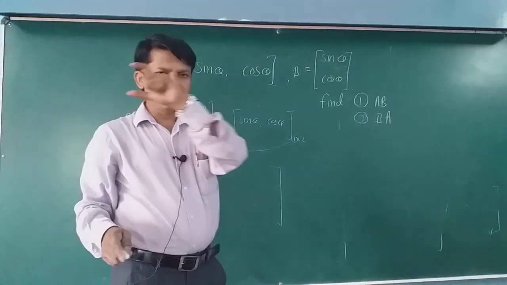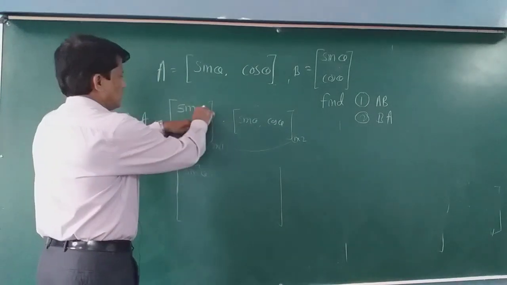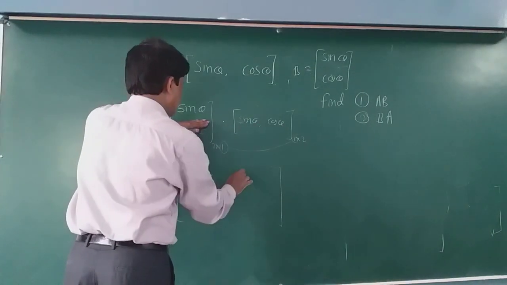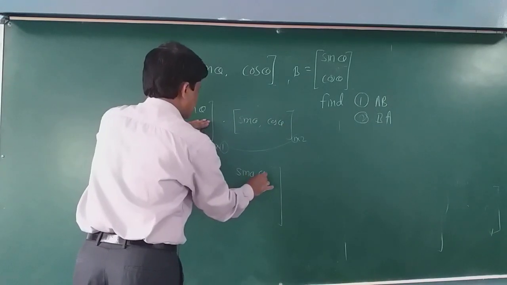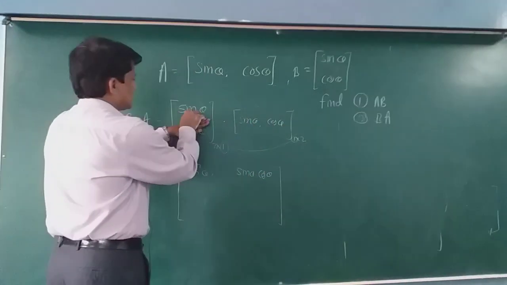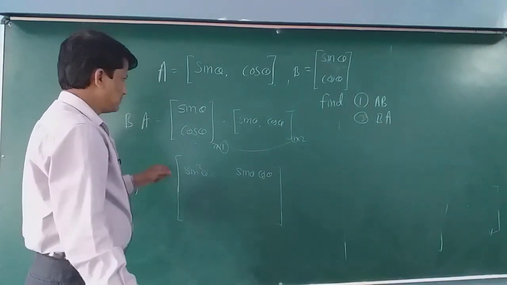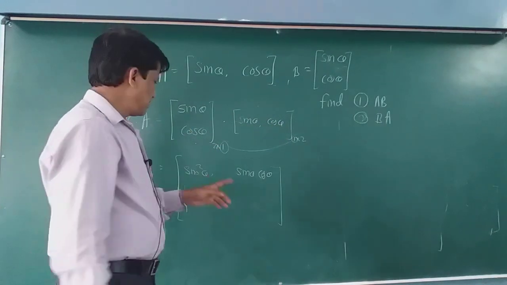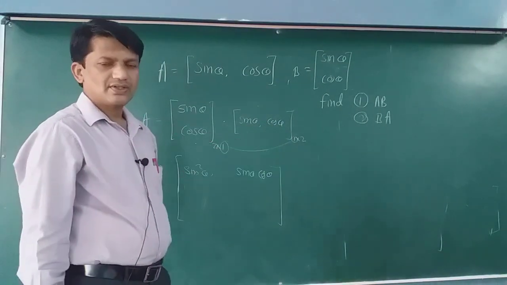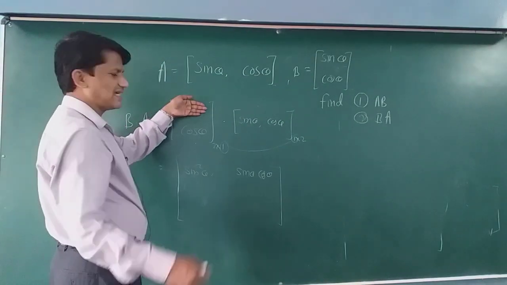Select the same row and multiply with the other. So this is the row, multiply with this. So here will be sin theta into what? Cos theta. This multiplied by this. So here is the answer. Okay, now we have multiplied the first row with the two different columns. We will get our first row. Now this multiplication of sin theta is finished.